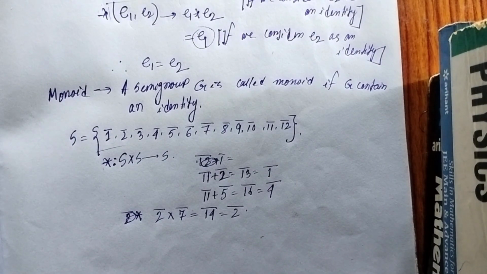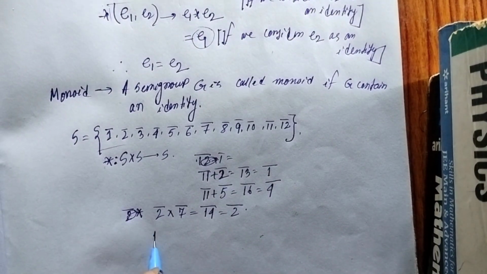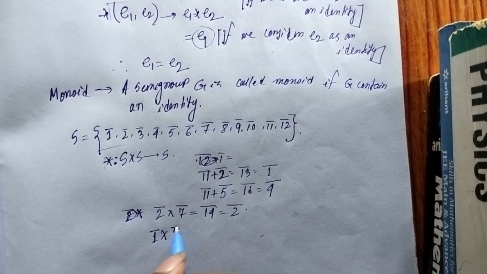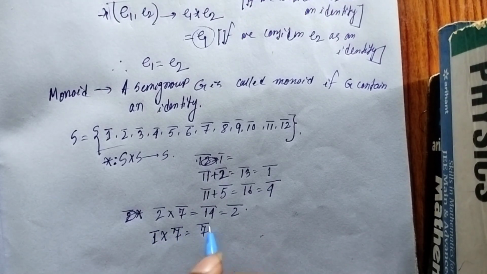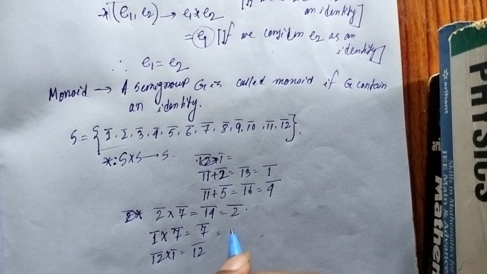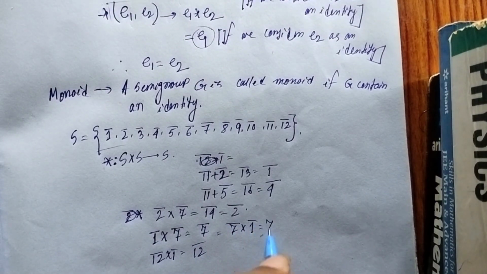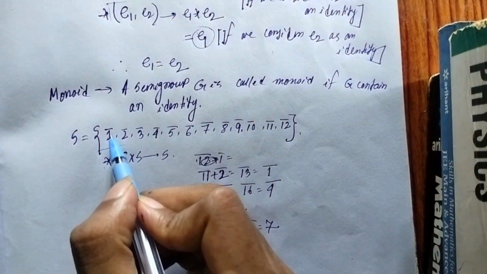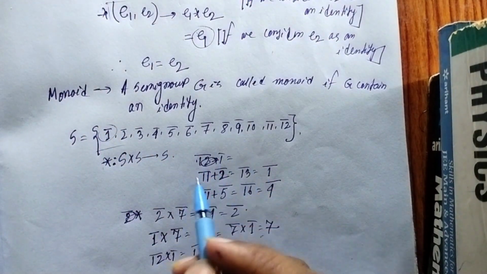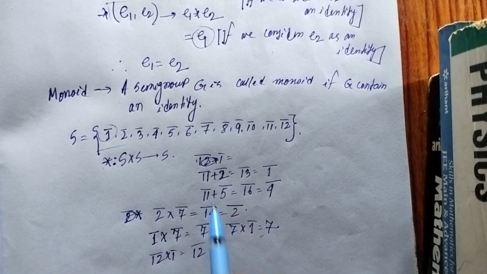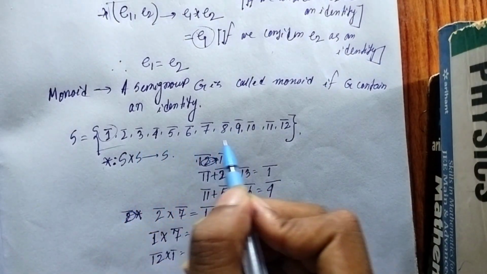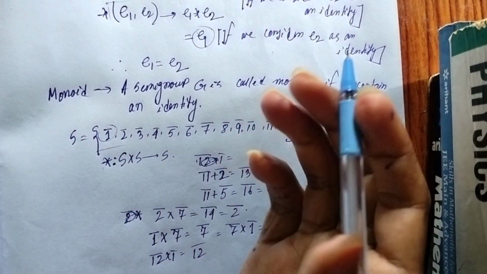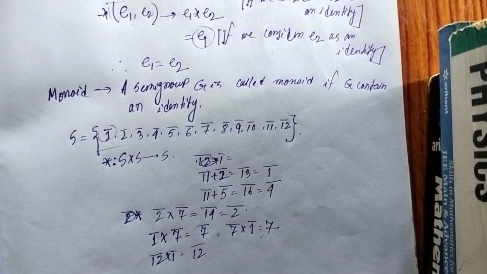Now there is also an identity. 1 is the identity. 1 into 7 is going to return 7, and 7 into 1 also returns 7, and 12 into 1 returns 12. So there exists a two-sided identity 1, and S is closed and S is also associative. But does S have inverses? I don't know. We will discuss it in our next lecture.